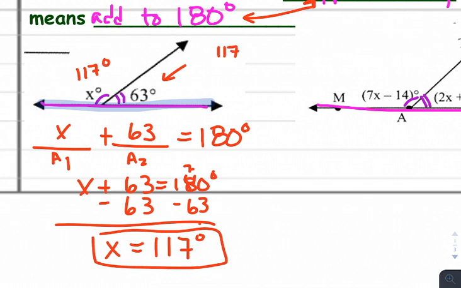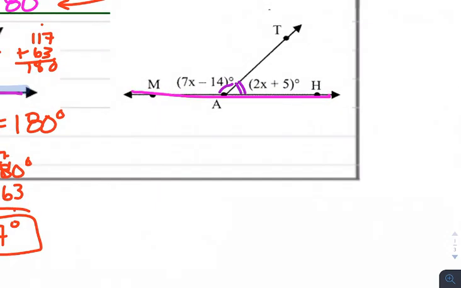Now the problem gets a little more complicated in this example, but again, the frame starts the same way. Two things add together to make 180 degrees. Those two things have to be these equations. And so we have the 7x minus 14.